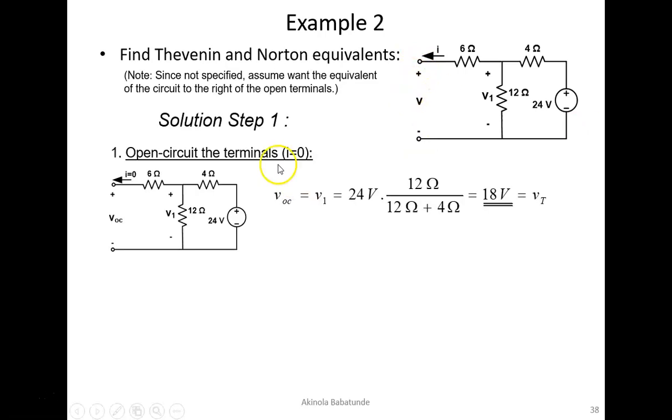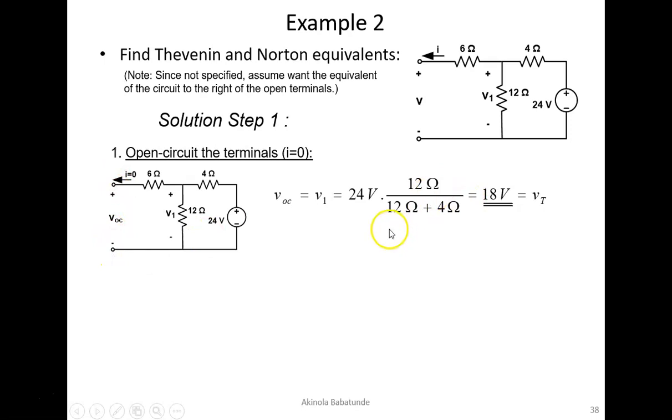The first step will be to open circuit the terminals. When we open circuit this terminal, that means we are setting I to be equal to 0. That way we can find our VOC, which is the open circuit voltage. When you open circuit, this is what we have. It means all the current coming through here will not be able to pass through this terminal.